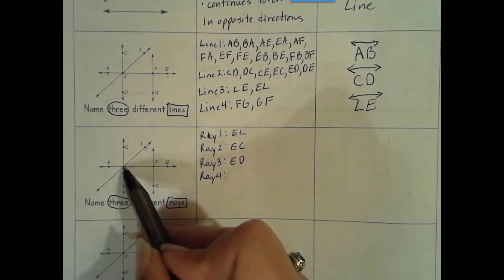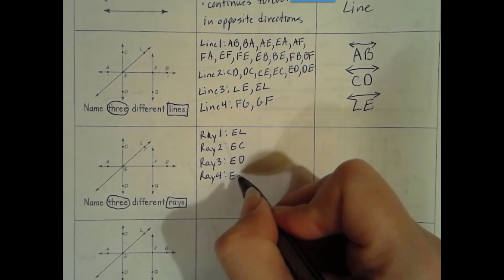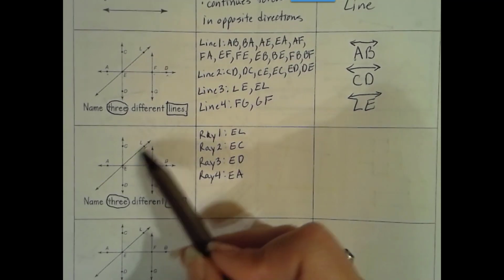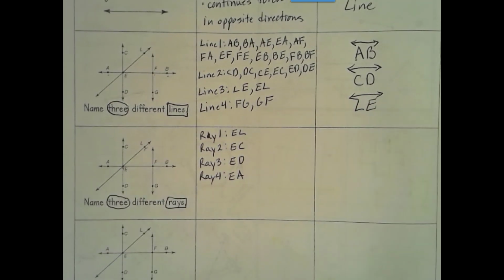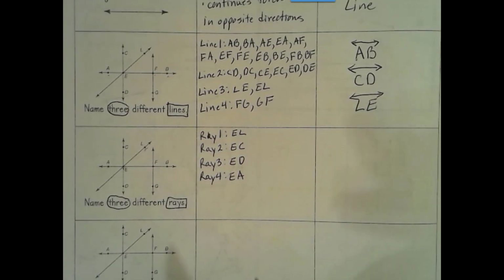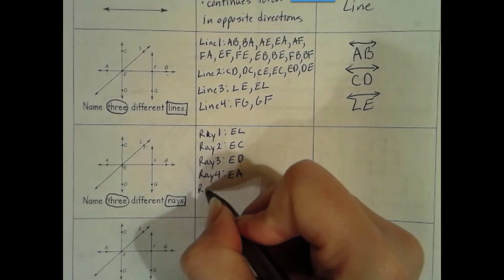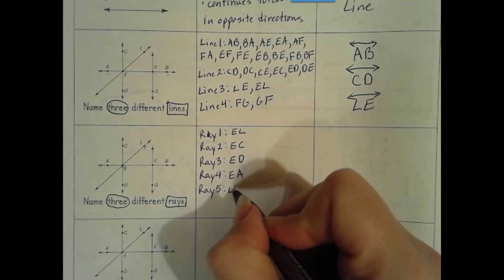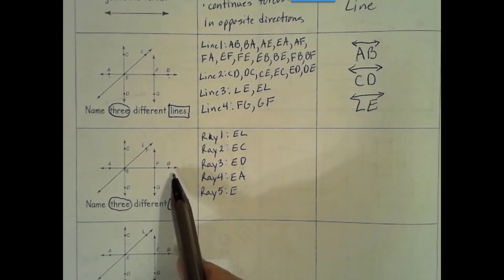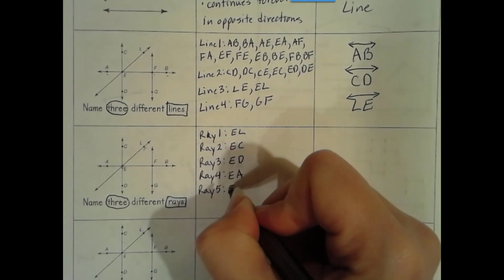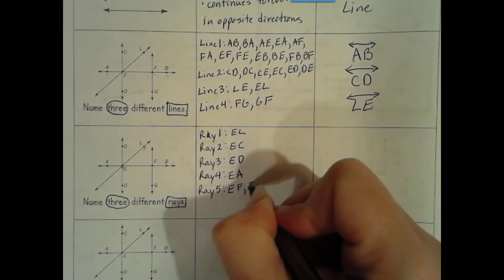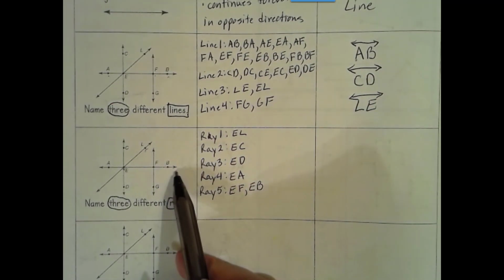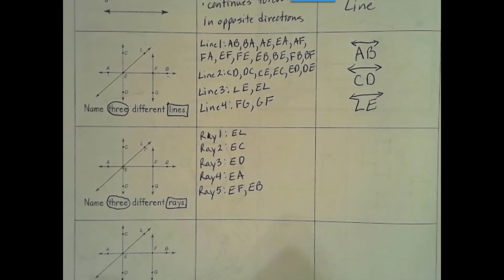I also have EA. All of these are showing endpoint E, but they go in a different direction. We have EL, EC, ED, EA. They all are going in a different direction. And the endpoint must be first. So we could have, now going this direction, we actually have two different letters. So I could call this EF, or I could call it EB. But E is my endpoint, and my arrow's on this side. So I have to have the E first, no matter what.